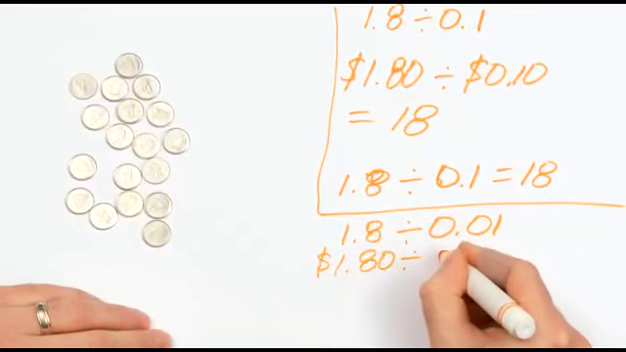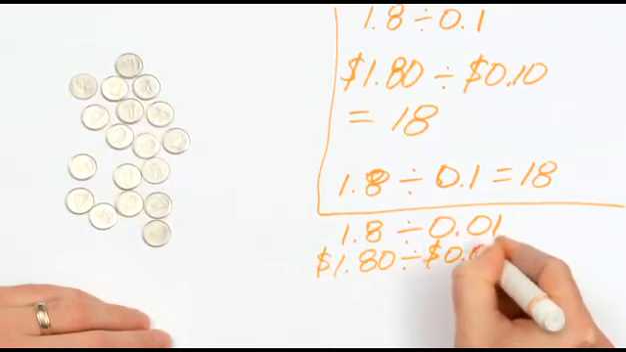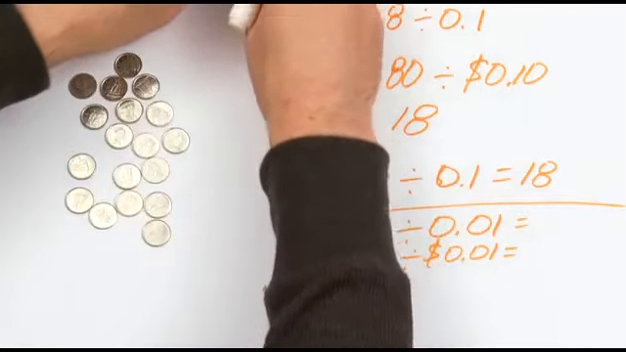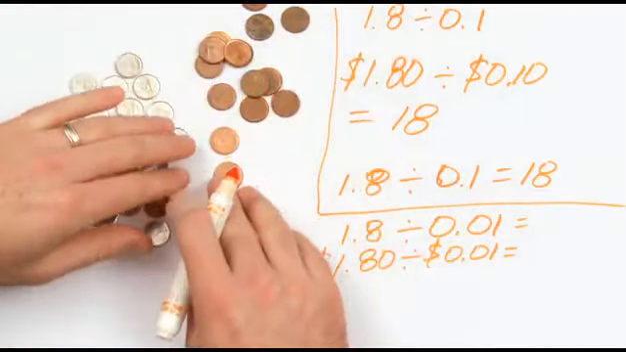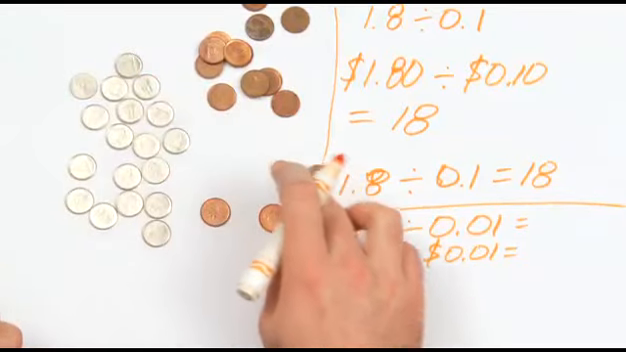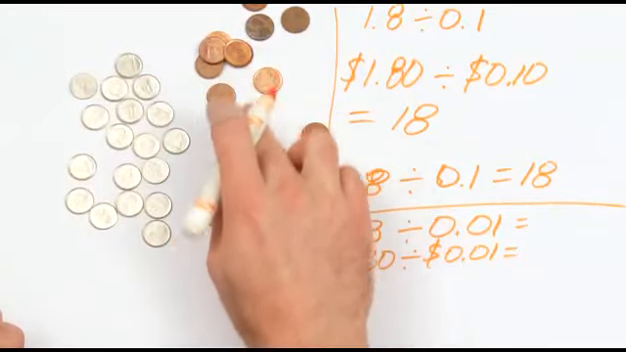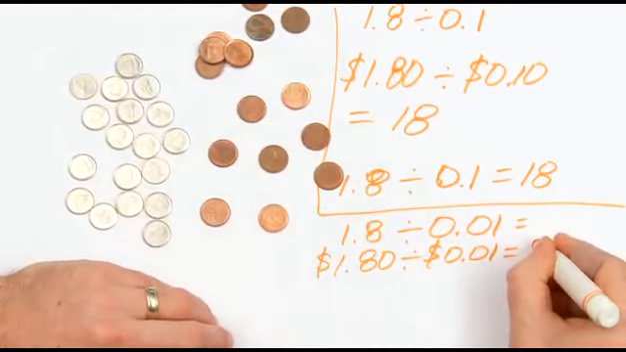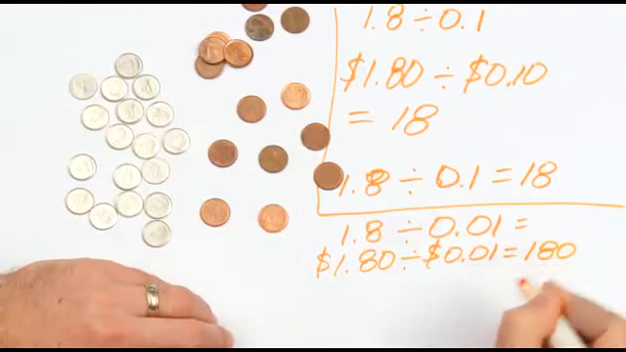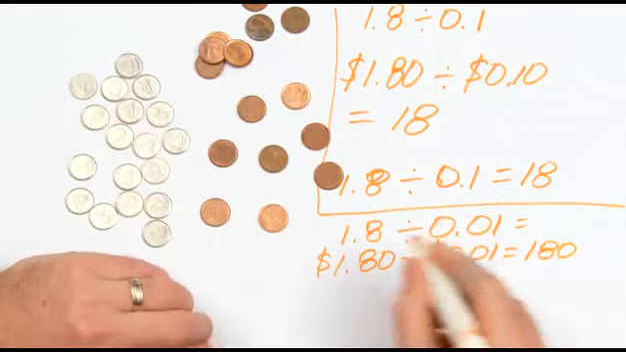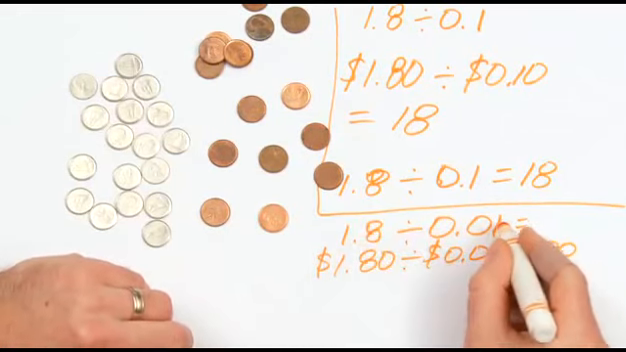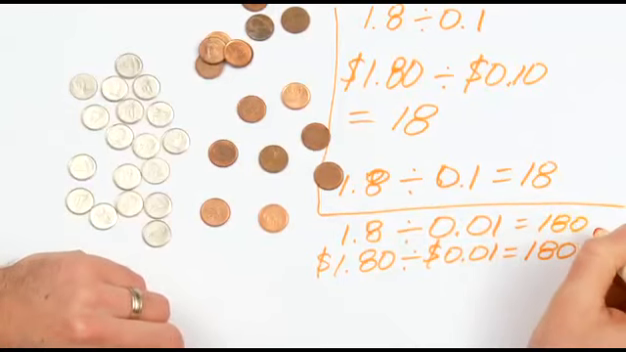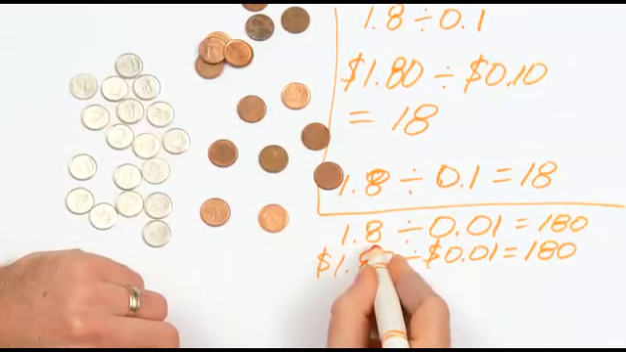And instead, I'm going to divide them by pennies. Well, let's get 180 pennies out. Well, that'd be 1 pile, 2 piles, 3, 4, 5, 6. You get the idea. I'm not going to get 180 pennies out here, but you can see that $1.80 would be 180 pennies. So we can see that 1 8/10 divided by 1/100 would also be 180, which again is a lot larger than what we started with.